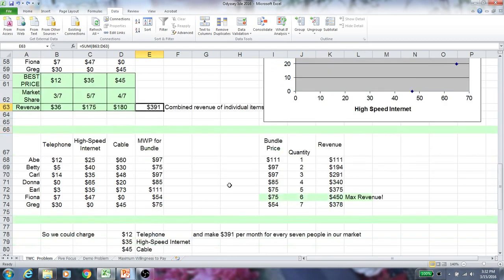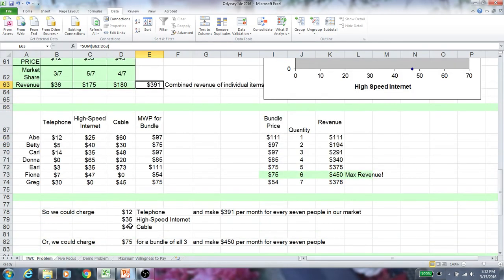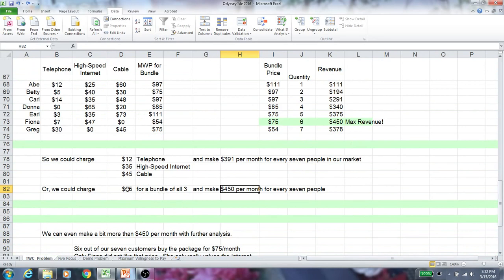But you can do better than that. So we could charge $12, $35 and $45 individually and make $391, or we could charge $75 for all 3 and make $450. We do not want to offer all 4 things as a choice, though, because then we'll be in competition with ourselves. I explained that in class, and I want you to think about that in case it's not clear. But if we offered all 3 of these, we would not get 6 out of 7 people to buy the bundle. We would have people pick and choose off the a la carte menu instead of getting the package deal.